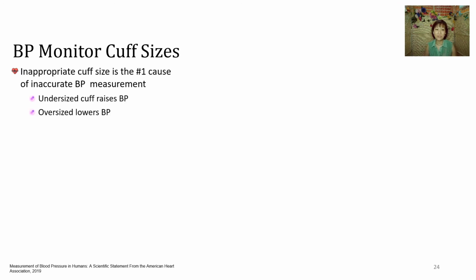In this slide, we're going to cover BP monitor cuff sizes. Why is this important? The inappropriate cuff size is the number one cause of inaccurate BP measurement, whether it's undersized or oversized. If it's undersized, it'll be too tight and it will cause a falsely high blood pressure reading when you try to pick it up. This could also apply to your automatic blood pressure meters. If it's oversized, then it causes an under-reading of your blood pressure, mainly because it's too loose. That's common sense.